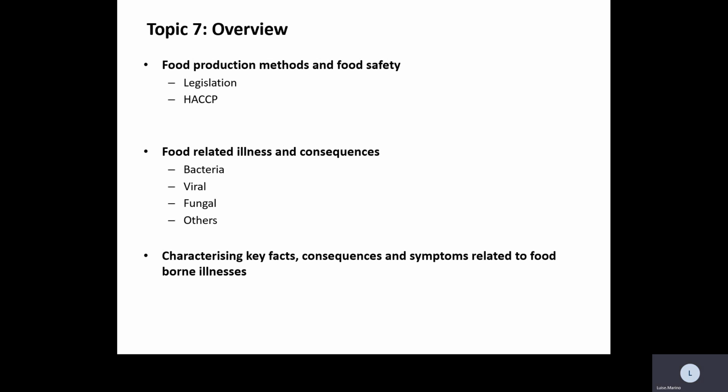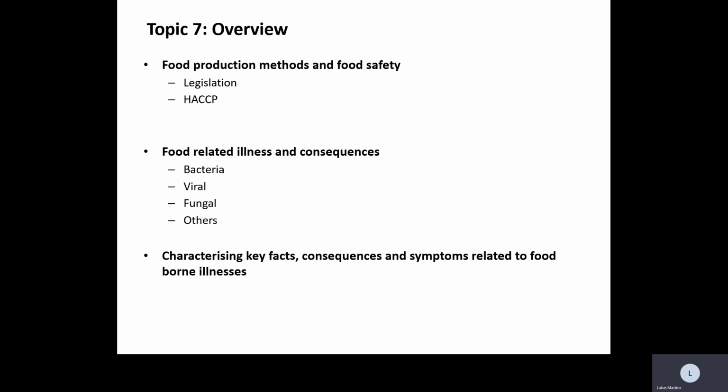So this talk is going to focus on food production methods and food safety. As part of this topic overview, we're going to consider the various aspects around food production methods and food safety. So we're going to look at some of the legislation and some aspects relating to HACCP. Then when we come together for synchronous lecture, we're going to look at food-related illnesses and consequences.